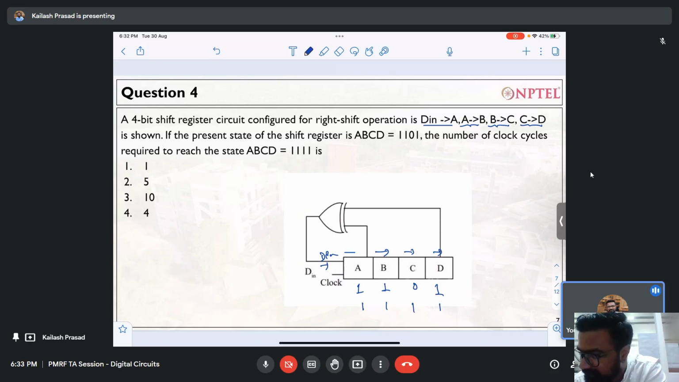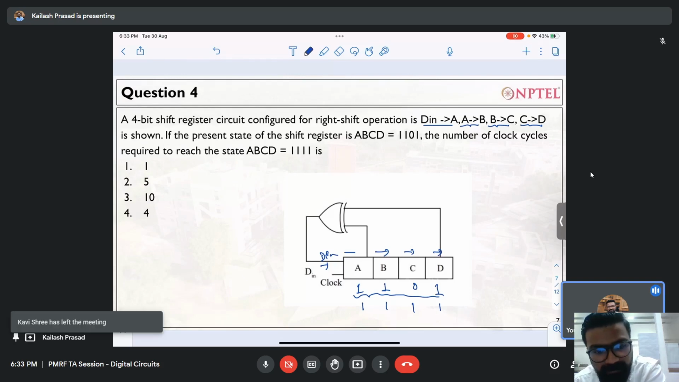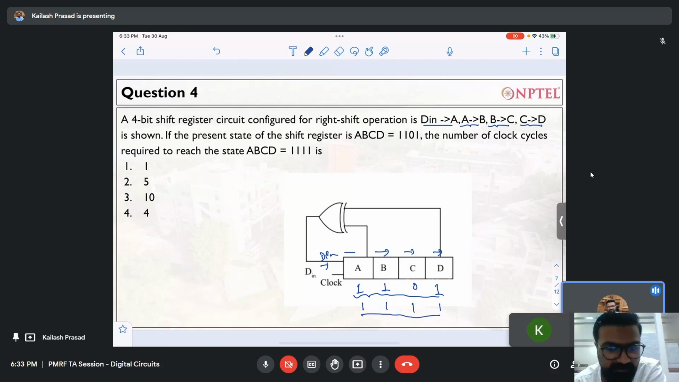The question says that if the initial state of this shift register, please note that it is connected by an XOR gate over here, how many cycles will it take to make ABCD 1111? That's the question that has been asked. Anybody wants to answer this question? I have four options: 1, 5, 10, and 4.